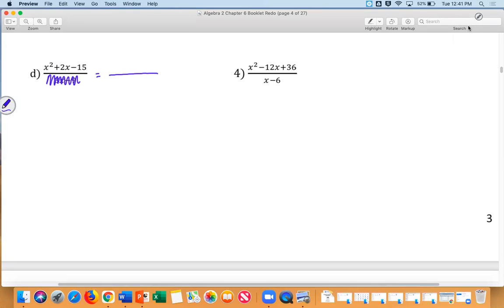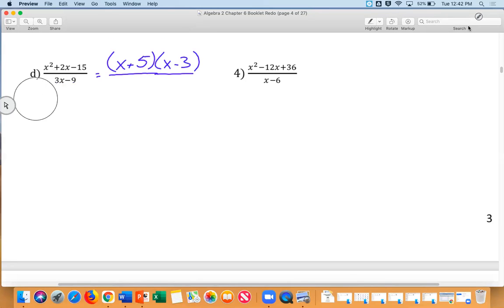X squared plus 2x minus 15. What are the factors of negative 15 that add up to 2? Very good. So you're gonna write x plus 5 and x minus 3. Are we cool with that?